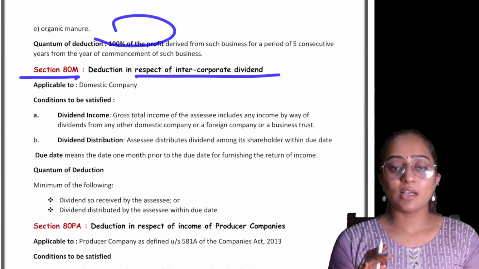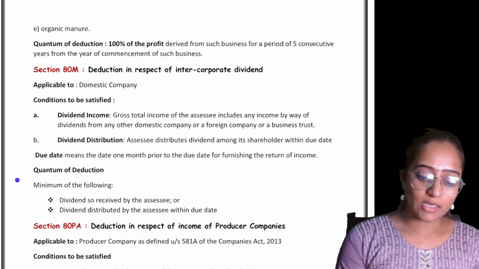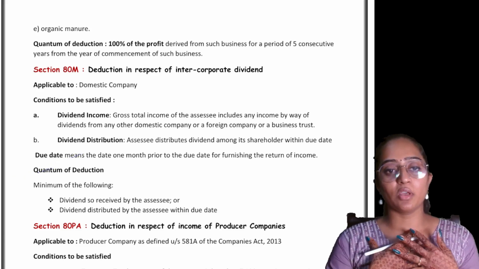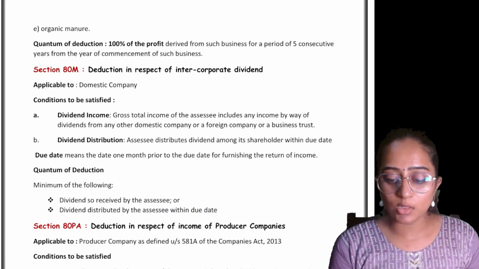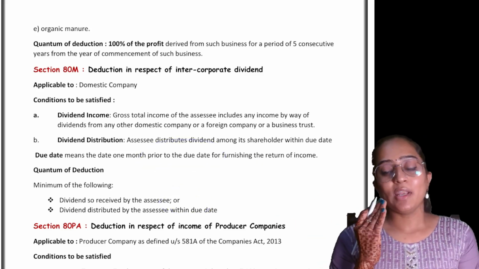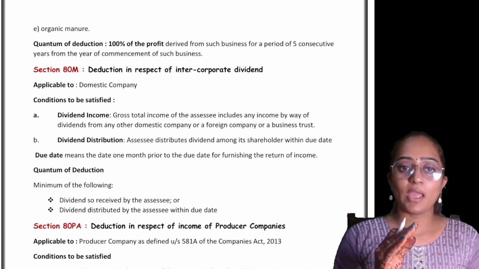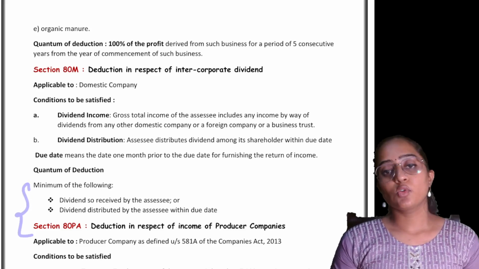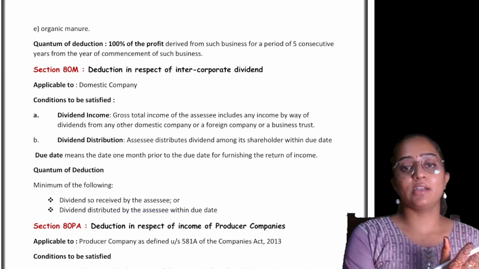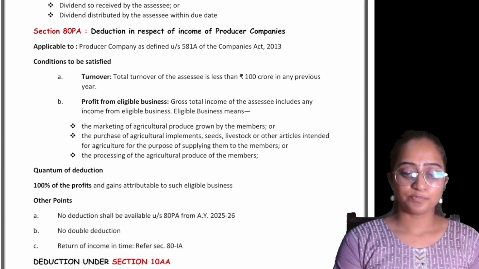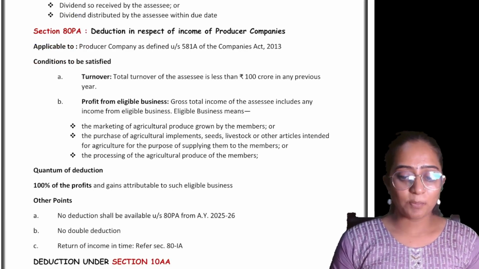In respect of 80M, deductions in respect of intercorporate dividend, which is applicable to a domestic company. The quantum of deduction available is the dividend, whatever amount you have received, distributed within the due date, and due date means a month before the due date of return furnishing. If your due date is 31st of October, then the last date to declare this dividend is going to be before 30th of September. That is, you should have distributed the dividend within 30th of September in order to get the deduction under 80M. 80PA, that is deductions in respect of the income of producer companies, where 100% of the deduction is available.